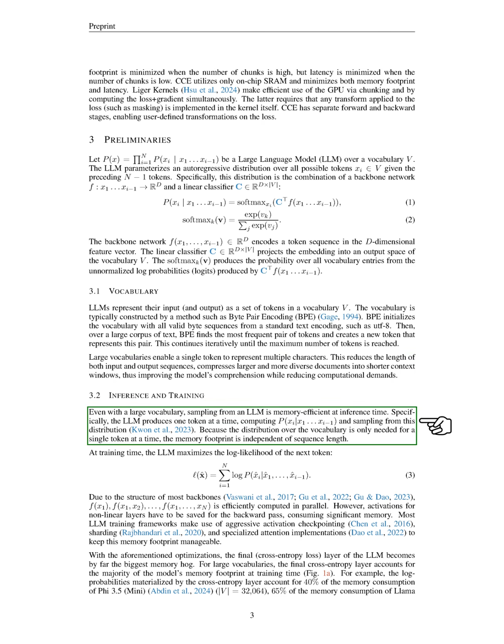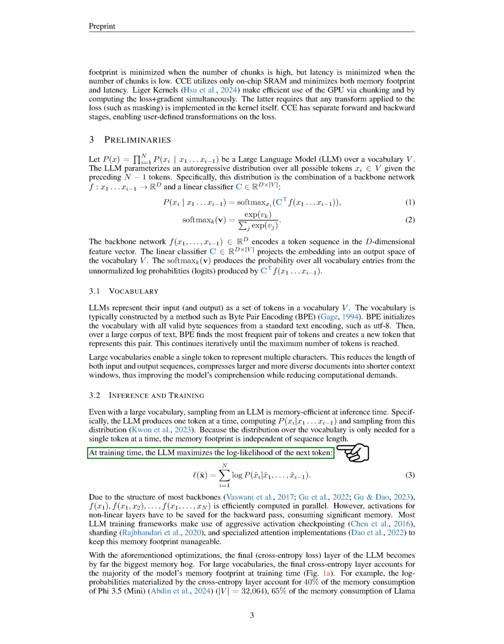When it comes to inference, even with a large vocabulary, sampling from an LLM is efficient in terms of memory. The model generates one token at a time, calculating the probability of the next token based on the previous ones and sampling from that probability distribution. Since we only need the vocabulary distribution for one token at a time, the memory usage does not depend on the length of the sequence.